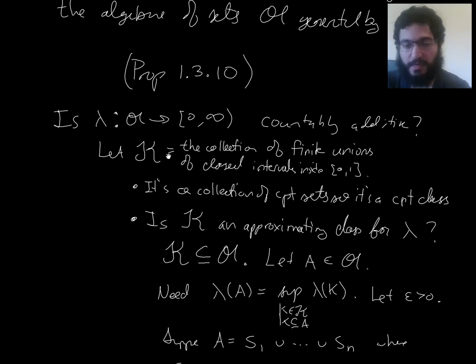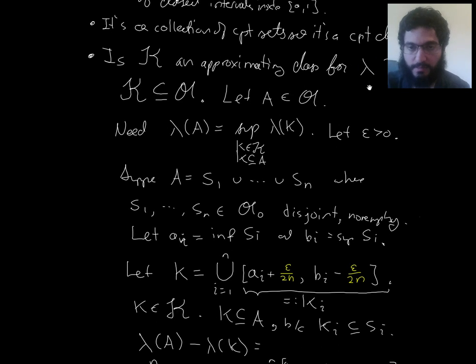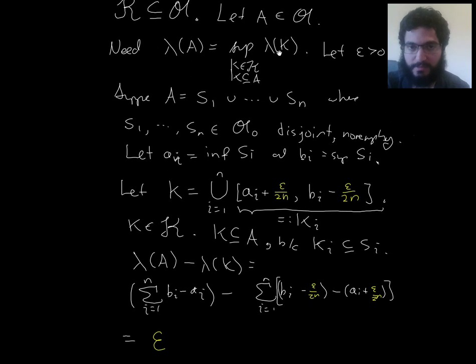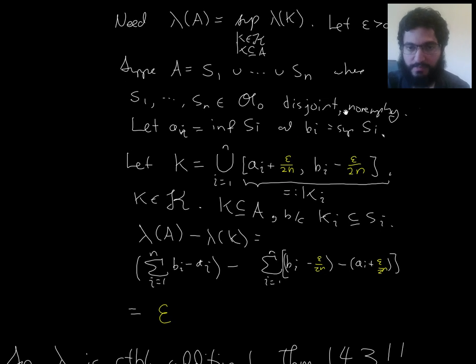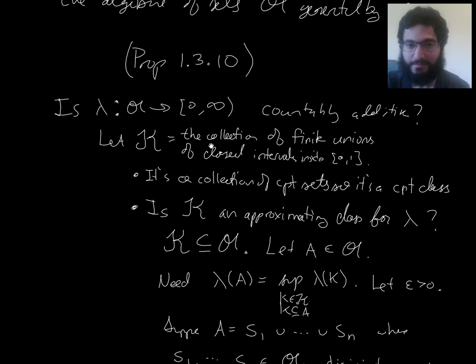So why can't we just let K be the collection of finite unions of closed rational intervals inside there? And if you're worried about whether the endpoints are rational or not, you can make them rational. Regardless, I think the argument here that K is an approximating class for lambda would still work. I don't see anything that would fail here. I mean, sure, epsilon over 2n might not be a rational number or something, but you can use only rational numbers here, right? It would still work. So I think you would still have K being an approximating class. But somehow something's wrong, because you don't end up with something countably additive. So can you figure out what goes wrong there?